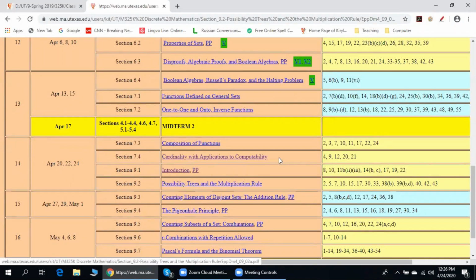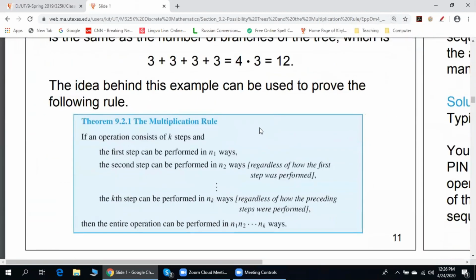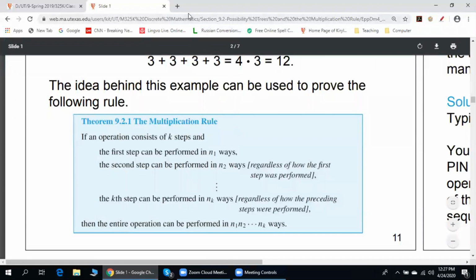Possibility trees and the multiplication rule. Please take a look at this. If an operation consists of k steps and the first step can be performed in n1 ways, the second step can be performed in n2 ways, and so on, the kth step can be performed in nk ways, then the entire operation can be performed in n1 times n2 times and so on times nk ways.